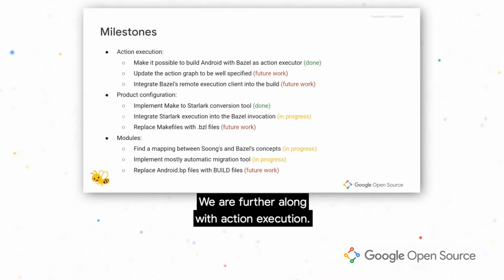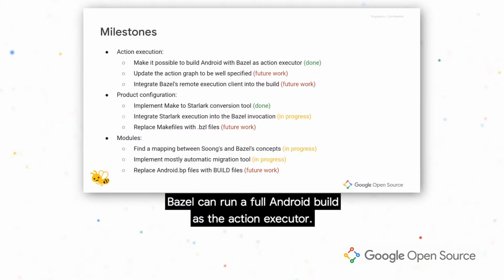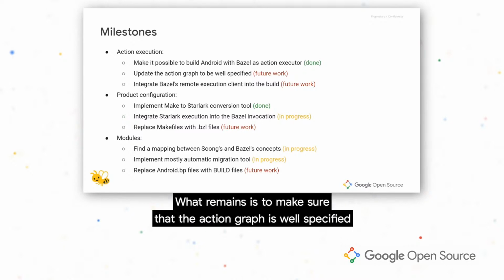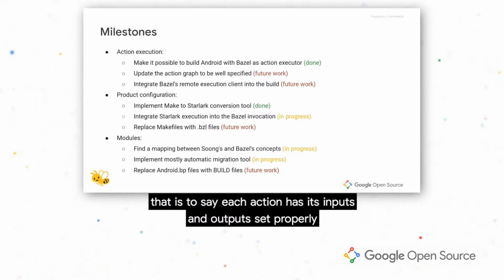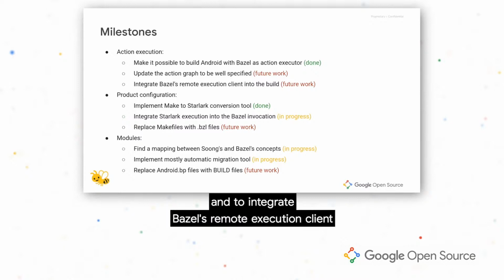We are the furthest along with action execution. Bazel can run a full Android build as the action executor. What remains is to make sure that the action graph is well specified. That is to say, each action has its inputs and outputs declared properly, which is important for incremental builds, and to integrate Bazel's remote execution client into the build. Currently, there's a way to run builds remotely using a tool called RE client, which is a command line tool that can be called either by Ninja or by Bazel.